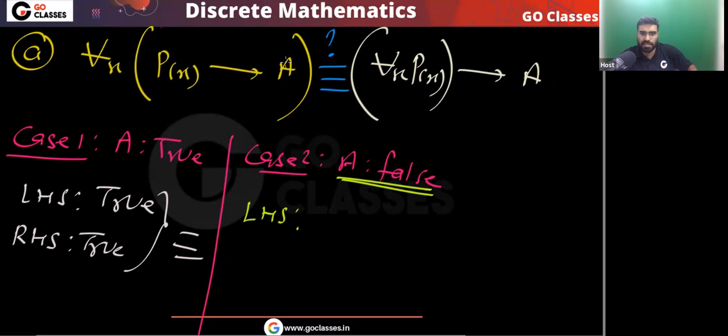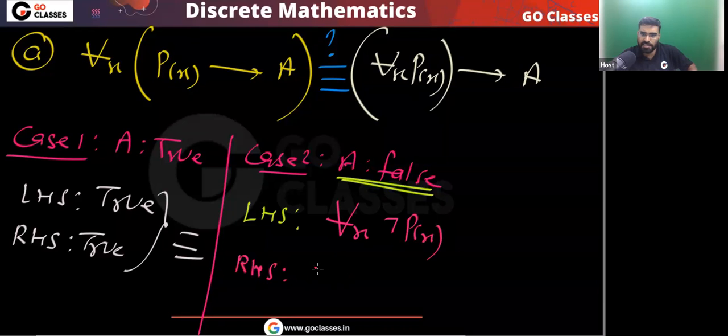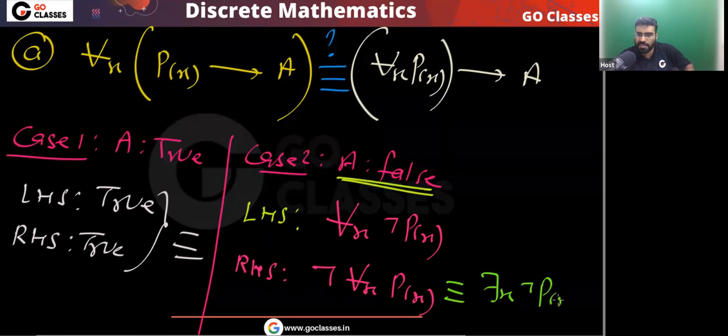Px implies false. That will be for all X, negation Px. And what will be the RHS? RHS will be negation of for all X Px. That is the same as there exists X, negation Px. Are they equivalent? These two, LHS and RHS, they are not equivalent, correct? These two are not equivalent.